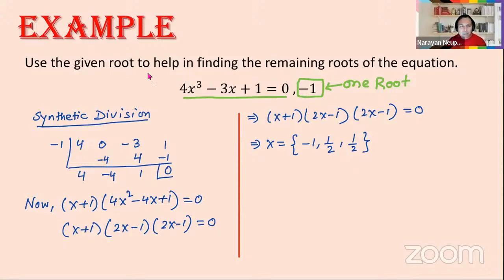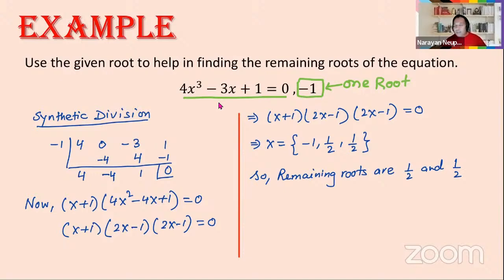Negative 1 was already given, and we are asked to find the remaining roots. So remaining roots are half and half. Or sometimes we say that the root half has a multiplicity of 2. That means it occurs twice. That is the meaning of that. Okay, so this is how we can solve the polynomial equation of degree 3.